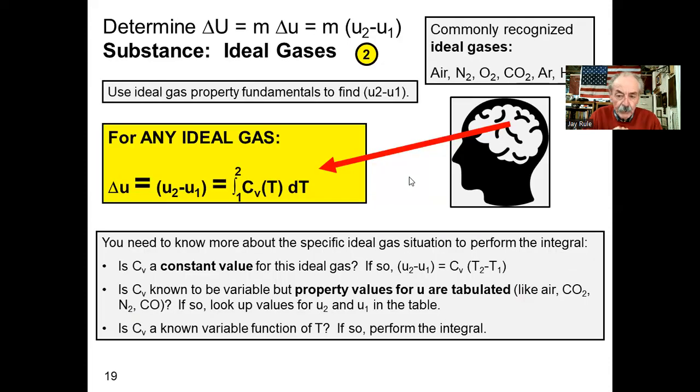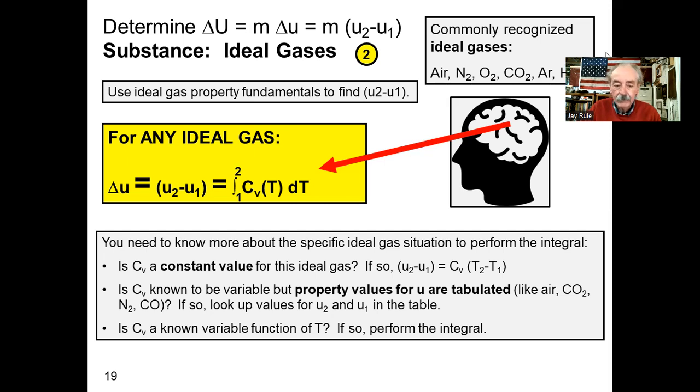Okay, now we're going to switch gears to category 2 of substances. You have a substance in your homework problem or test problem that is an ideal gas. You commonly recognize ideal gases from your experience: air, nitrogen, oxygen, carbon dioxide, argon, hydrogen. You recognize all these things as ideal gases. And you need to find u2 minus u1. That's your job. So you say, well, what's u2 and what's u1?